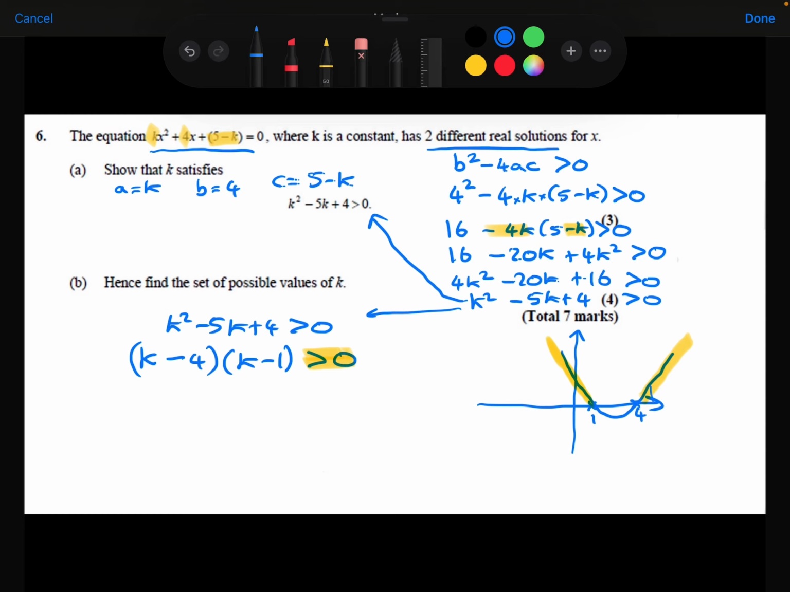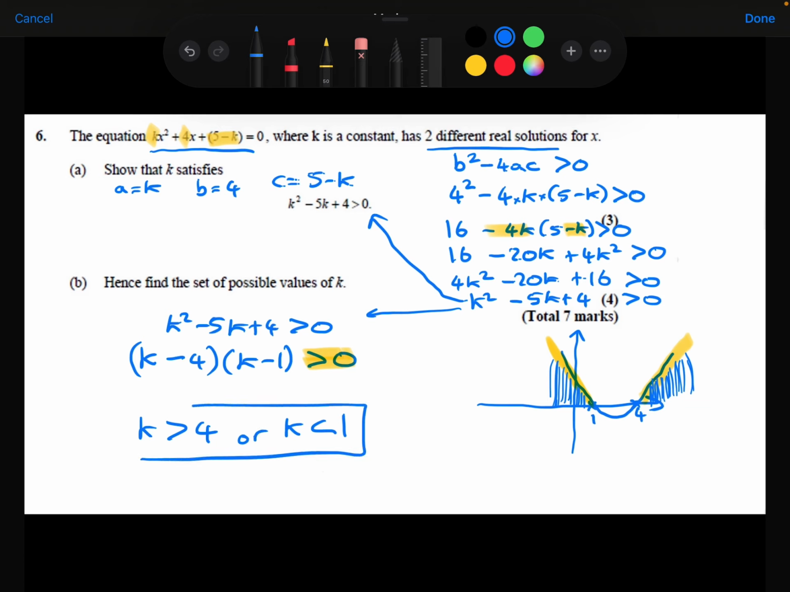So all of these values here are where x is greater than 4. We've got like 4.1, 4.2, we've got 5, 6, 7, and so on. This is where k is greater than 4. We're talking about k here, I shouldn't have said x there, k. And all of these values down here are when k is less than 1. So these are the set of values of k.